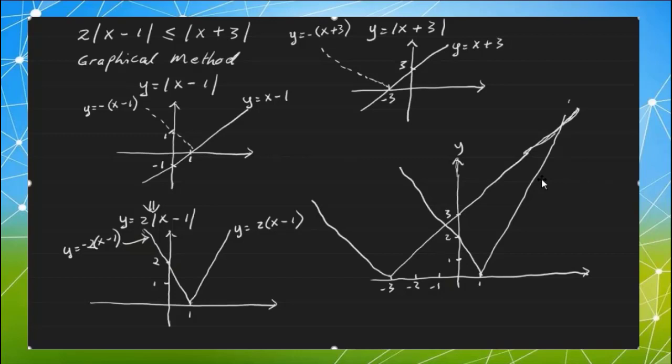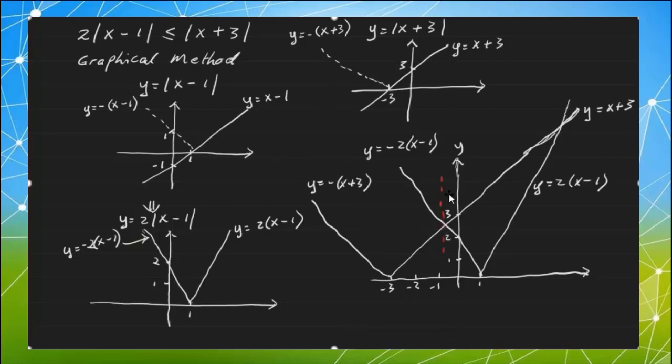Now I'm going to label the graph. So for this one, this is y equals x plus 3. Now for this one, this is 2x minus 1. And for this one, this is negative 2x minus 1. And this is negative x plus 3.